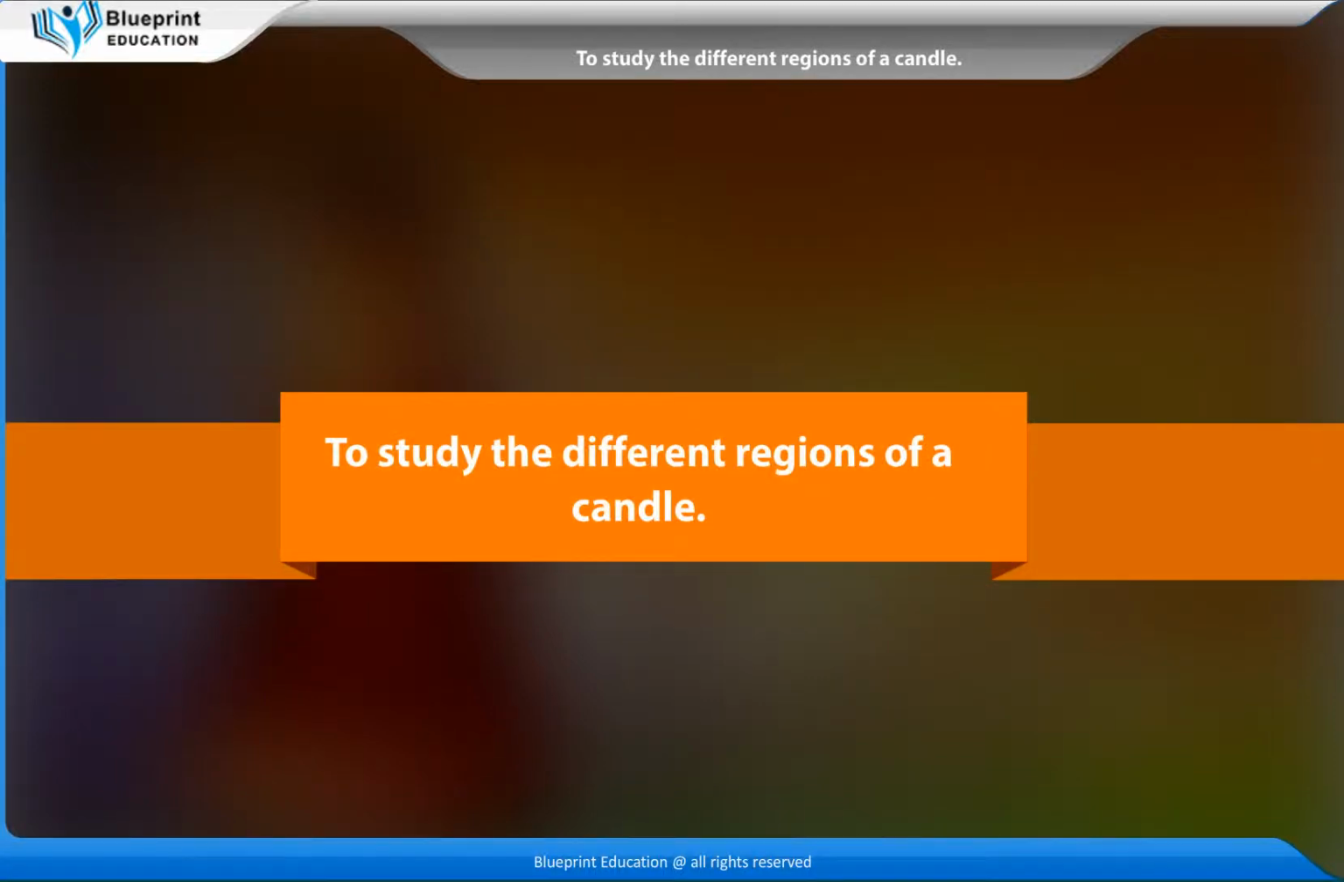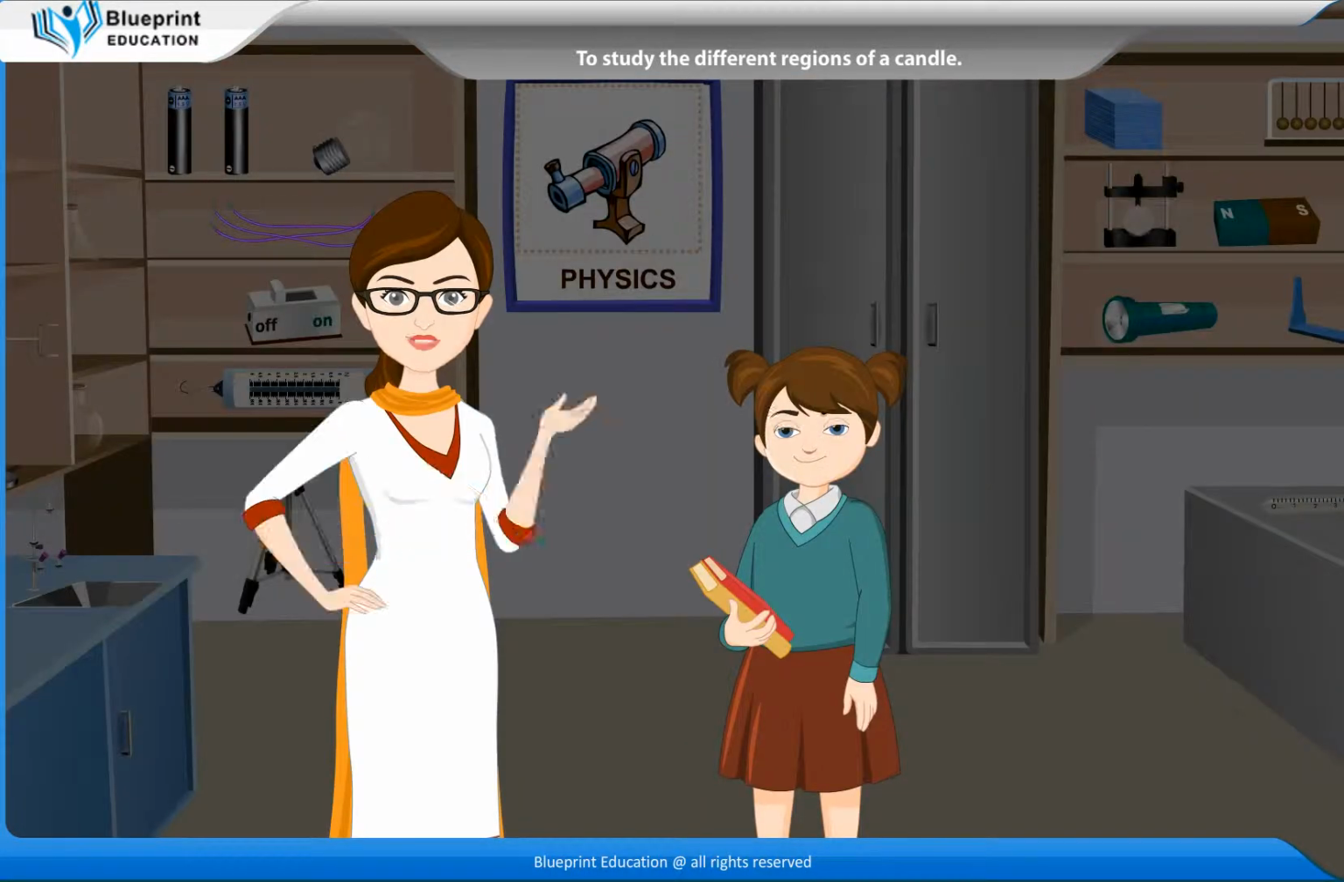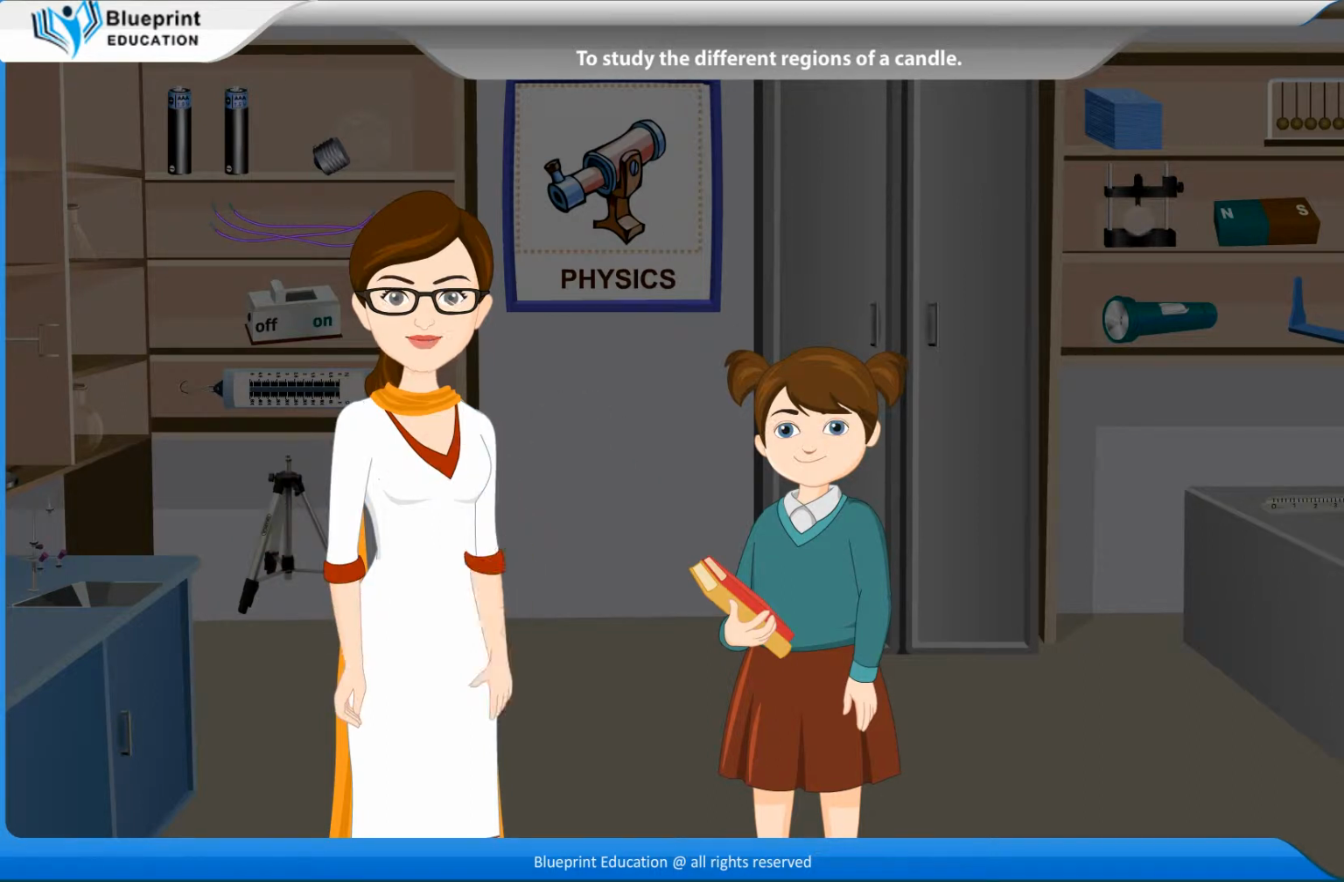To study the different regions of a candle. Candles produce light by releasing heat. The candle wax reacts with oxygen in the air to produce carbon dioxide. The substances that vaporize while burning produce the flame. A candle flame consists of 3 different zones with different temperatures.